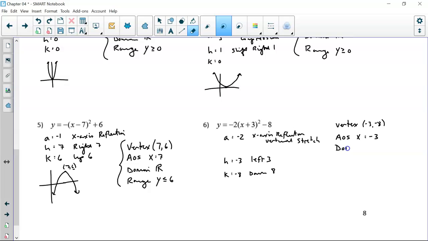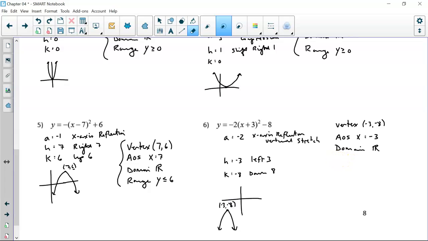My domain, I know for all of my quadratics, it's always going to be all real numbers. I don't even need to see that to know that because it's the same for all. Now, if you were to sketch the graph, I'm going to go to the left 3 and down 8. Let's just say it's down here. Because of the reflection and the stretch, it's going to look more like this. So now the vertex is at -3, -8.